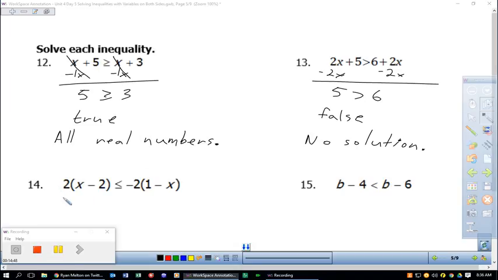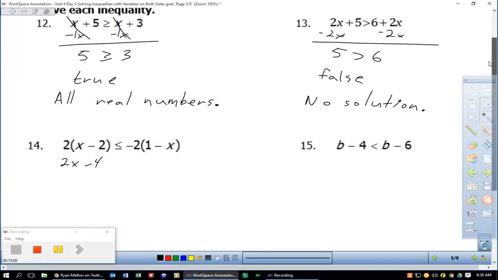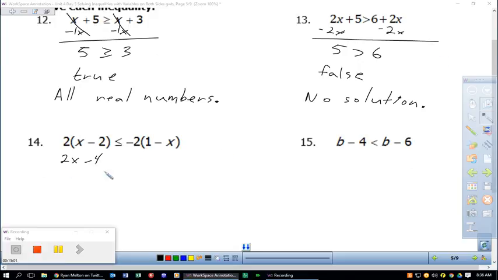Okay, we'll distribute here, so we'll get 2x minus 4. Well, that's good because there's only one step to this one pretty much. So 2x minus 4 is less than or equal to, if we distribute that, we get negative 2. The negative times the negative is positive. It's going to be plus 2x.